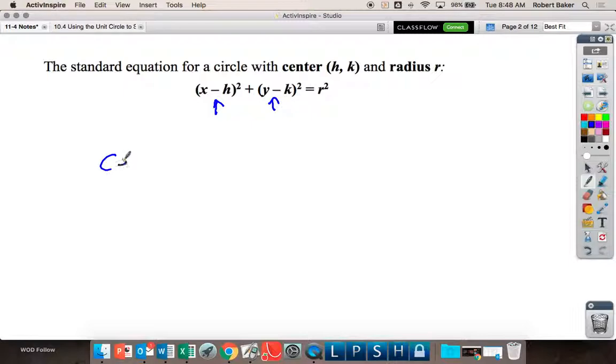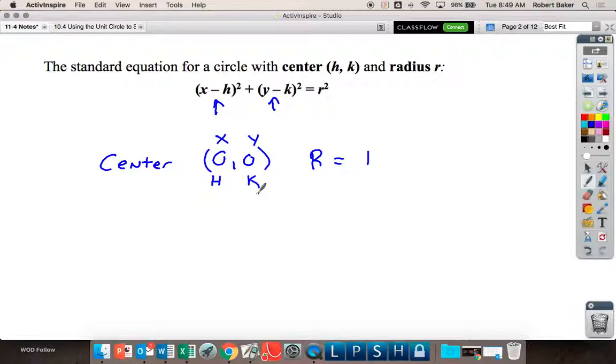So if I'm going to give you an equation of a circle, and I say the center of the circle is at 0, 0, and the radius is 1, we're going to plug that information into the equation. So it's x minus h, which is the x coordinate of the center, and y minus k, which is the y coordinate of the center.